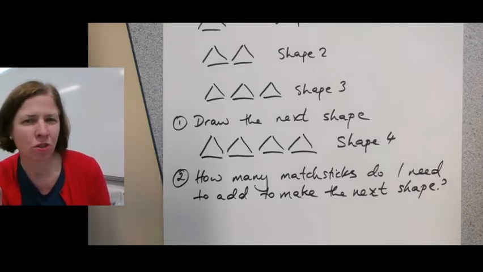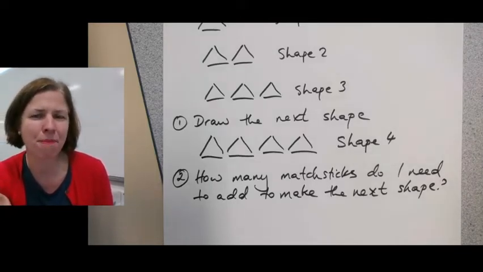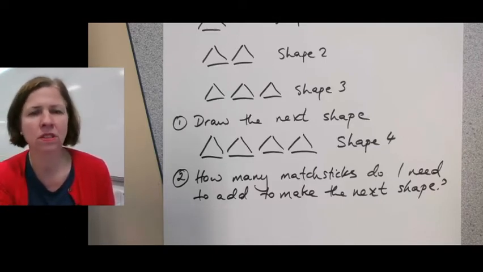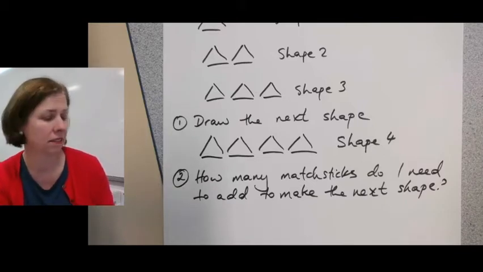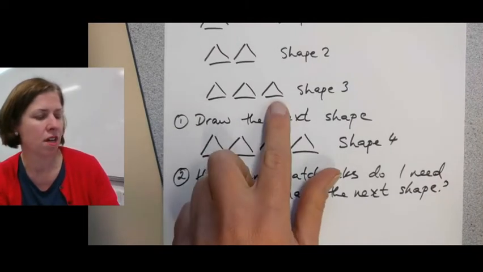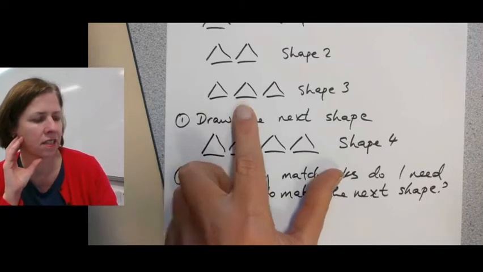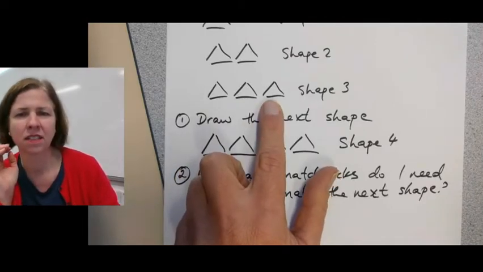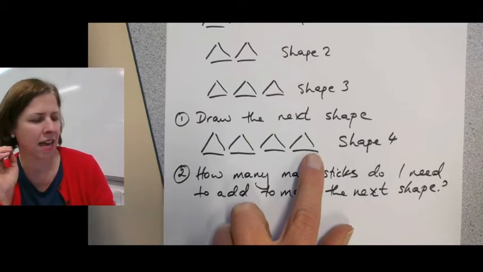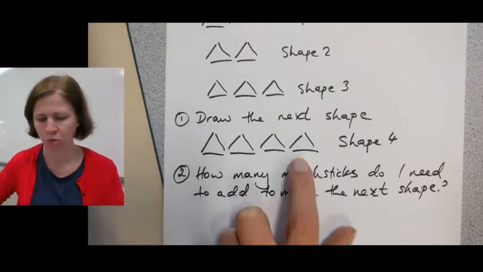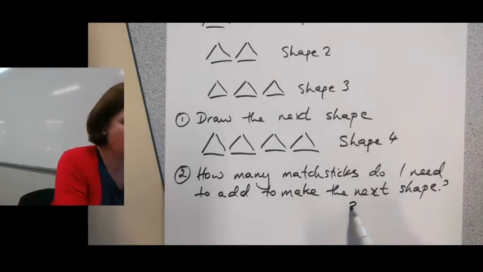Well, this one's not too hard. I'm making triangles, and I'm making a whole triangle every time that I add. So pause. And now I'll give you the answer. The answer is 3. If I start here with 3 triangles, I had 1, 2, 3, 4, 5, 6, 7, 8, 9 matchsticks. To get shape 4, I had to add 1, 2, 3 matchsticks, which gives me a total of 12. So the answer is 3.